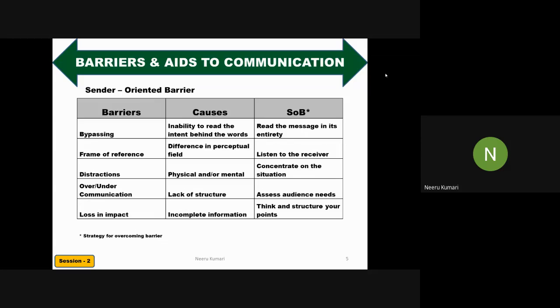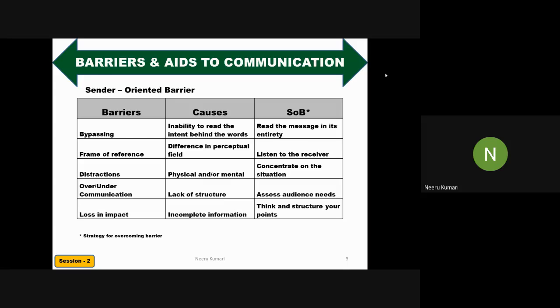Avoid distractions. As I stated, over communication as well as under communication, both are very dangerous. We should neither under communicate nor over communicate. Know what is relevant, how much to convey, to whom to convey, what is the purpose behind communication, why you should communicate with the person. And finally, you should not lose the impact. Losing the impact will lead to a gap in the communication. So these are the common things that you have to keep in mind when you are working as a communicator in the shoes of a speaker, when you are speaking to someone.